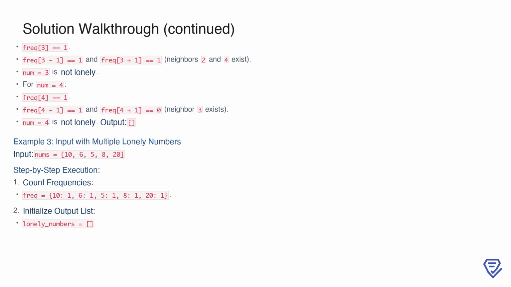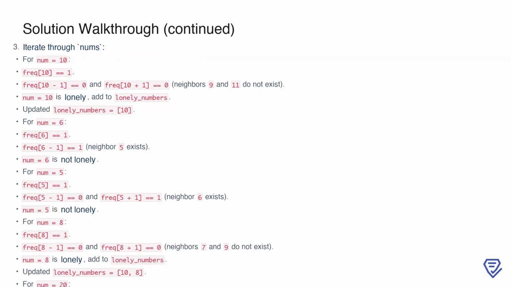Now, we shift our focus to another example with a more diverse input array, nums equals 10, 6, 5, 8, 20. First, we calculate the frequency of each number using counter, which gives us frequency equals 10, 1, 6, 1, 5, 1, 8, 1, 20, 1. As before, we initialize an empty list for lonely_numbers. Next, we iterate through the array nums, starting with 10.